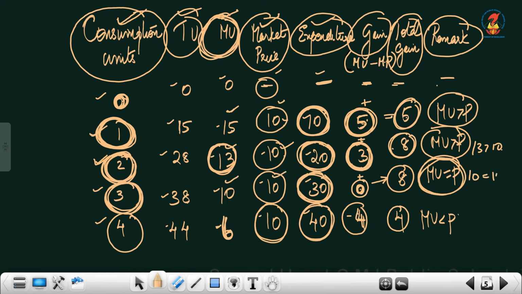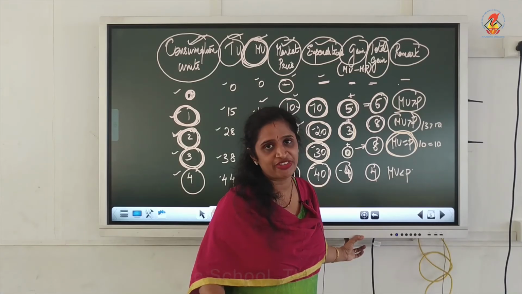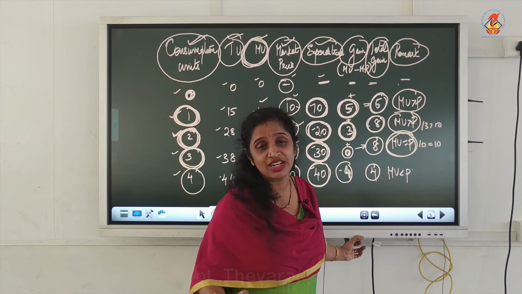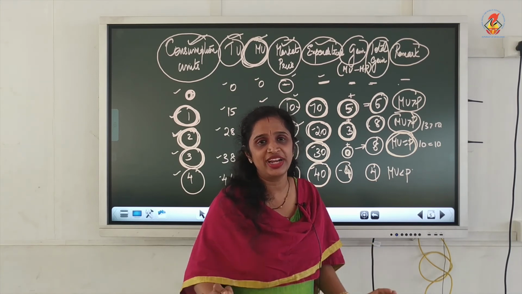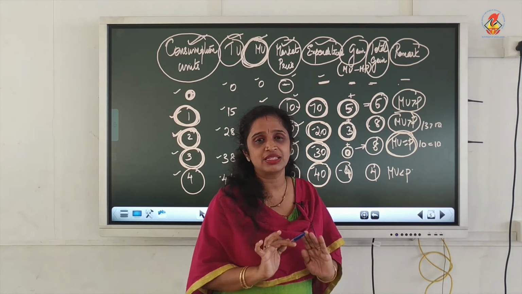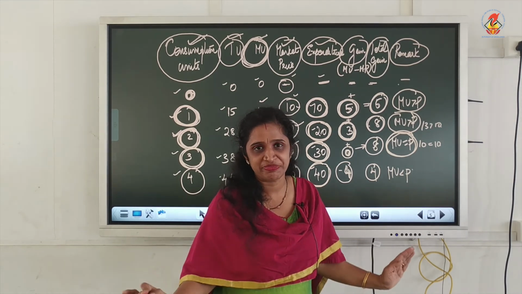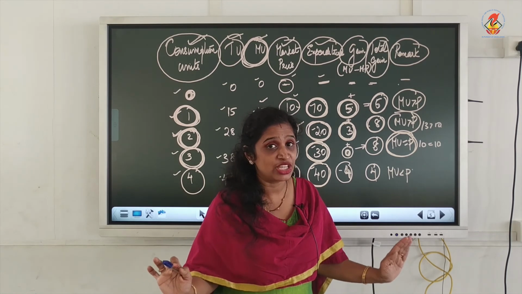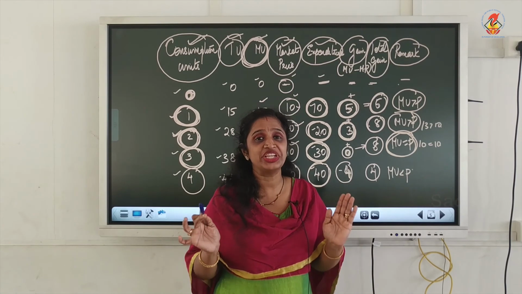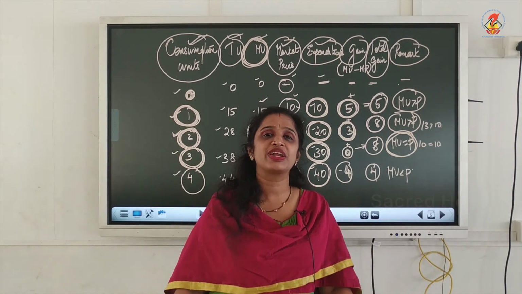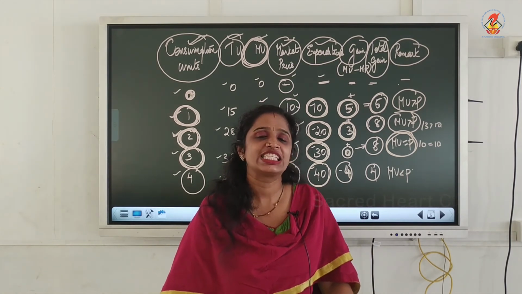So 10 is equal to 10, which means marginal utility is equal to price. Here the consumer is fully satisfied. His hunger is totally suppressed. He is all right and now he is perfectly satisfied. After having 3 chapatis, he is very happy. Here marginal utility is equal to price, so we can say that the consumer has reached the equilibrium. The consumer has gained maximum satisfaction.